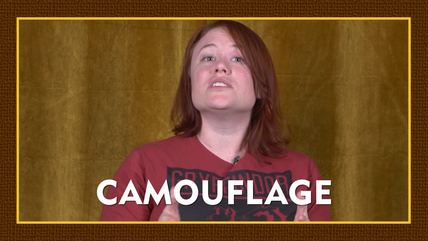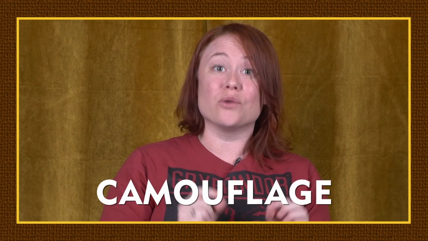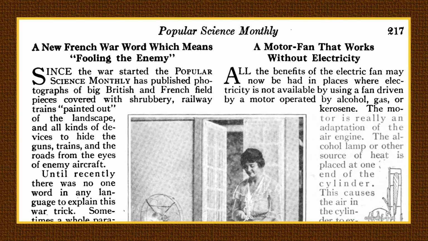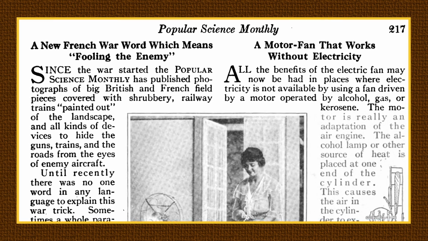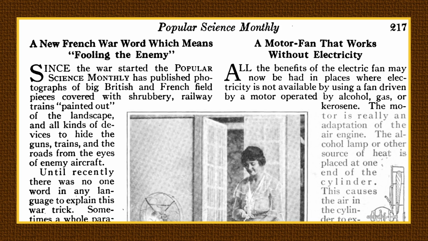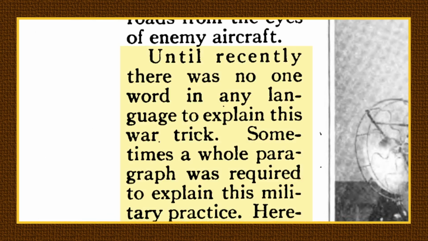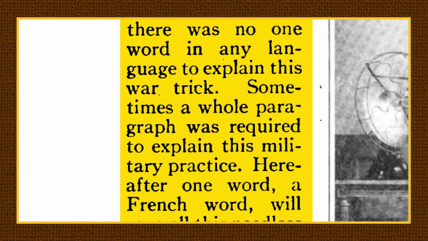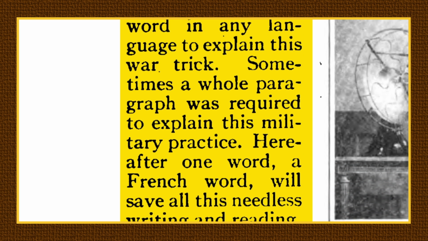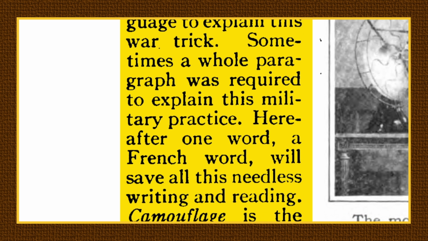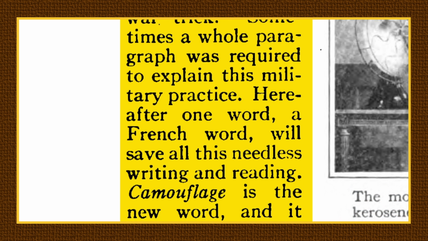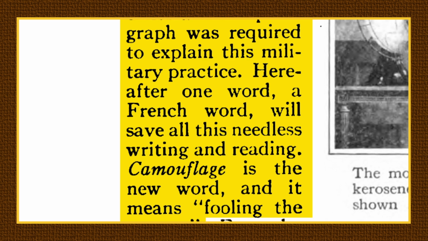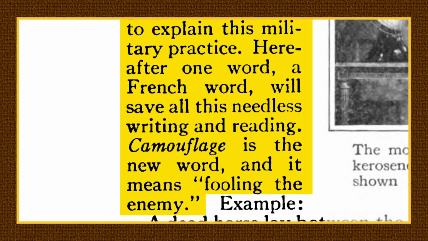The word camouflage wasn't used in English until the early 1900s, and one of its first usages is totally fascinating. In the August 1917 edition of Popular Science Monthly, the magazine published a piece that started by mentioning different photographs of British and French war terrain disguises that they'd previously published. The article reads, "Until recently, there was no one word in any language to explain this war trick. Sometimes a whole paragraph was required to explain this military practice. Hereafter, one word, a French word, will save all this needless writing and reading. Camouflage is the new word, and it means fooling the enemy."